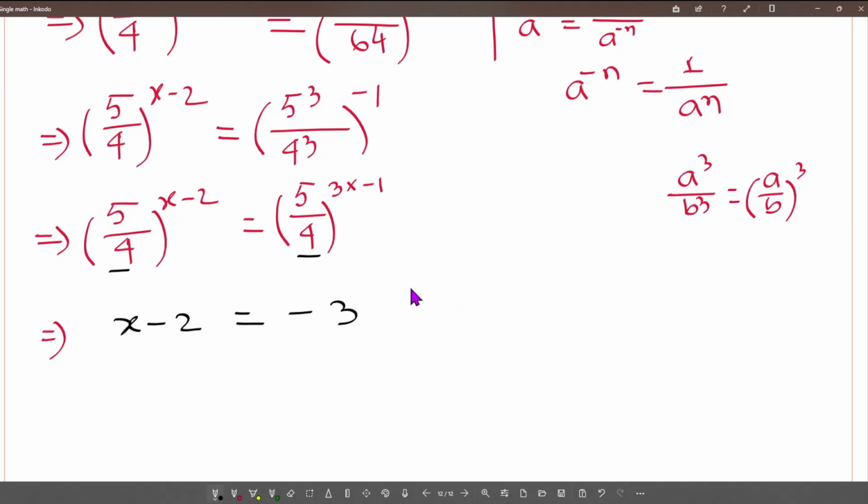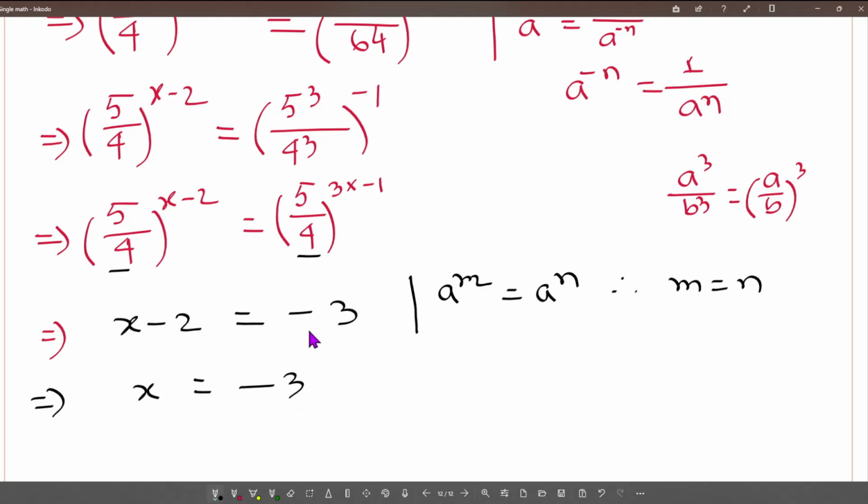it means minus 3. And we know a to the power m equals a to the power n means m equals n. Now x equals minus 3, minus 2 becomes plus 2. So our answer is minus 1.